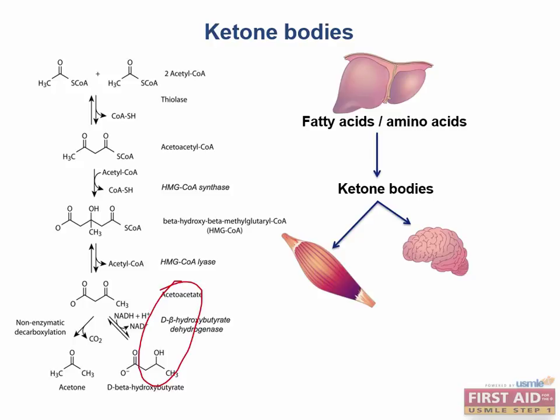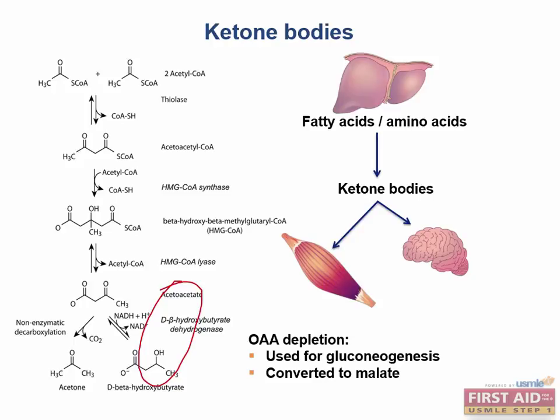Since ketones can only be used in the mitochondria of a cell, they can't be used in erythrocytes, since mature RBCs have no mitochondria. In prolonged starvation and diabetic ketoacidosis, oxaloacetate must be used for gluconeogenesis, and therefore it becomes depleted from the TCA cycle. Also, in alcoholism, excess NADH converts oxaloacetate into malate, which we discussed earlier. These both cause a buildup of acetyl-CoA, which now gets converted into ketone bodies.